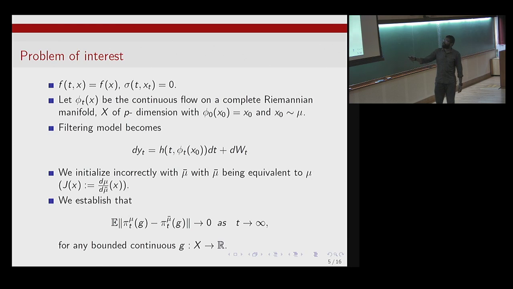This phi t is the continuous flow on some Riemannian manifold, and it has to be complete, with this particular initial condition, and the initial condition has the distribution mu. So the assumptions that I am going to make are that the incorrect initial condition that I am looking at and the correct initial condition that I am looking at are equivalent, which means that if mu bar puts measure 0 on some set, mu also puts measure 0 on that set, and vice versa.